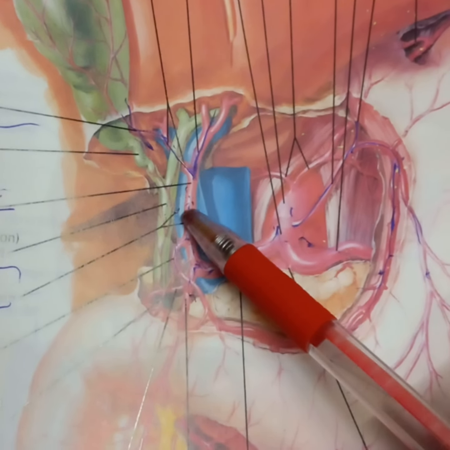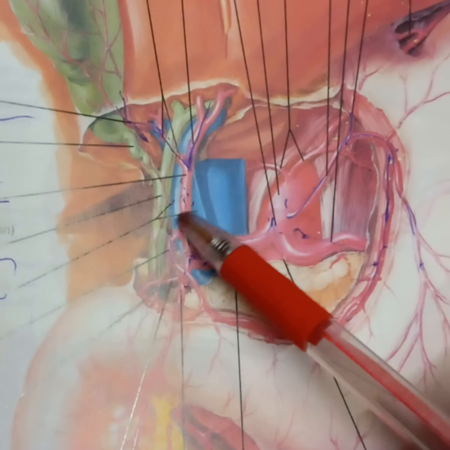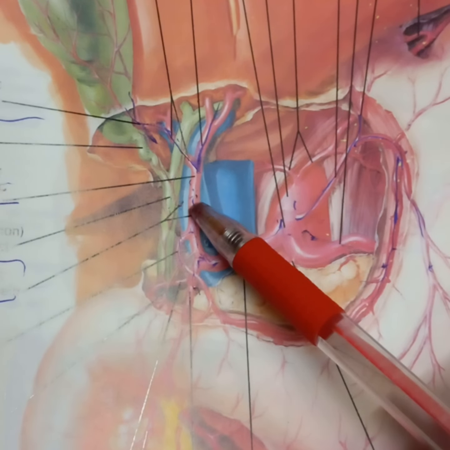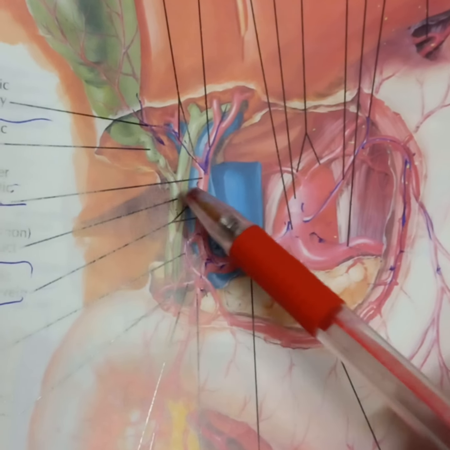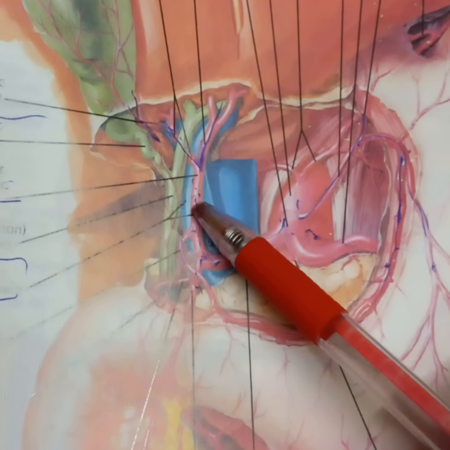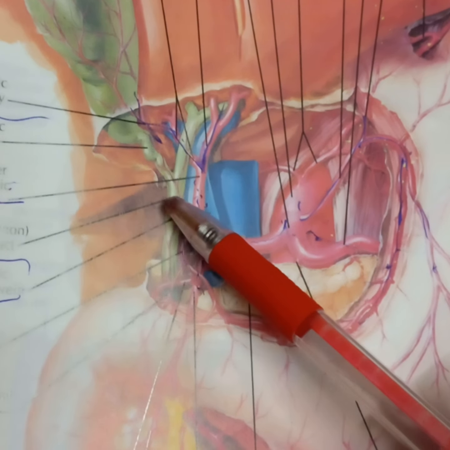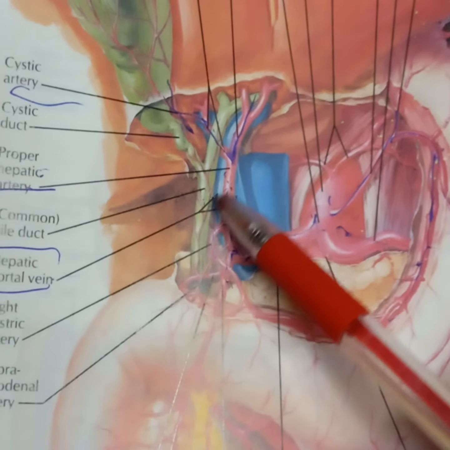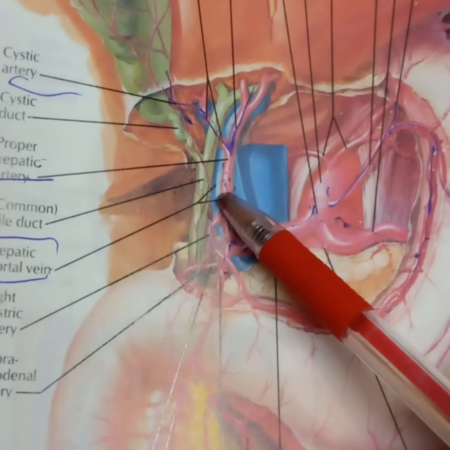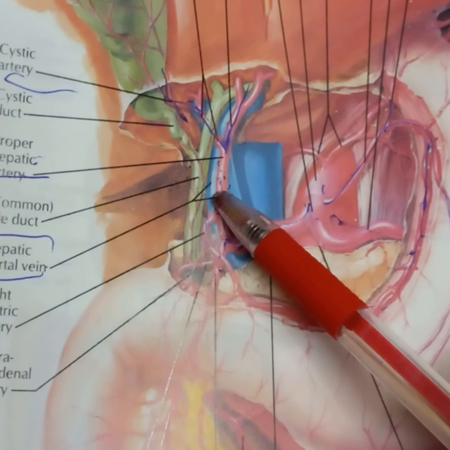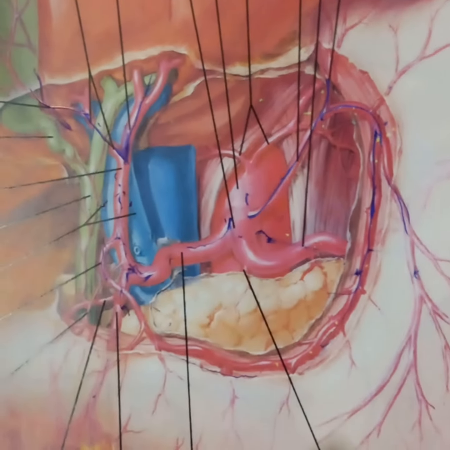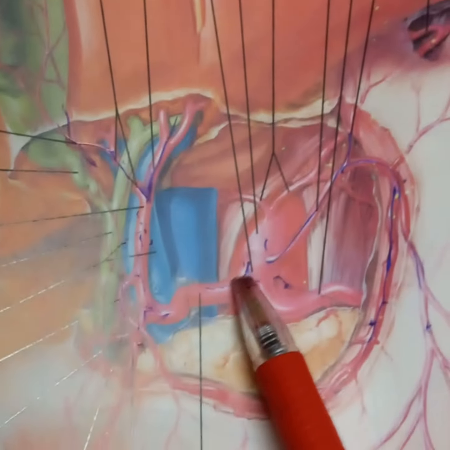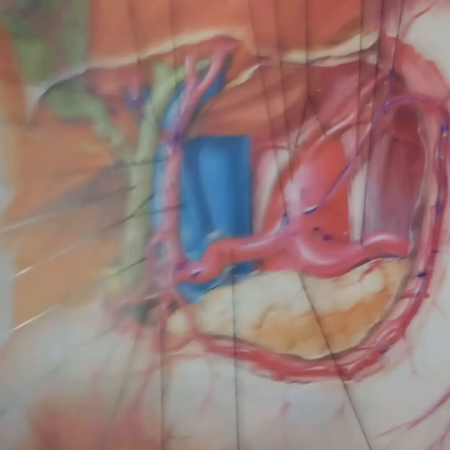The hepatic artery has this relation. It lies on the portal vein, and toward the right side of the proper hepatic artery there is the bile duct, or we can say this vice versa: the bile duct has the proper hepatic artery at its left side. So we can find the common hepatic artery.